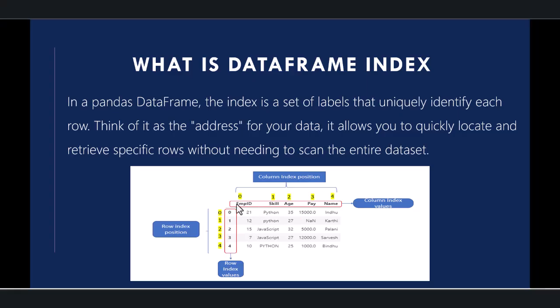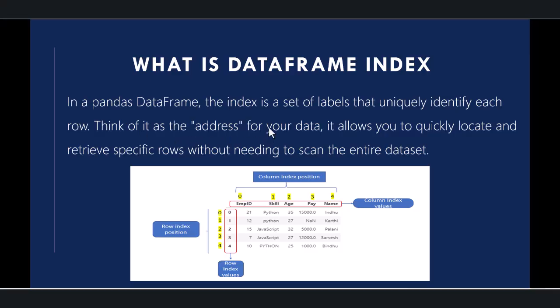You can see here these are column index values, that is employee ID, skill, age, pay and name are the column index values. For these values, here we have given a set of labels that uniquely identify each row, or even it is applicable to columns also. If you want to check with rows, we will see here the row index. These are values and these are positions. These won't be repeated. Each number given to index values will be uniquely identified, starting from 0 and going on as long as the records.